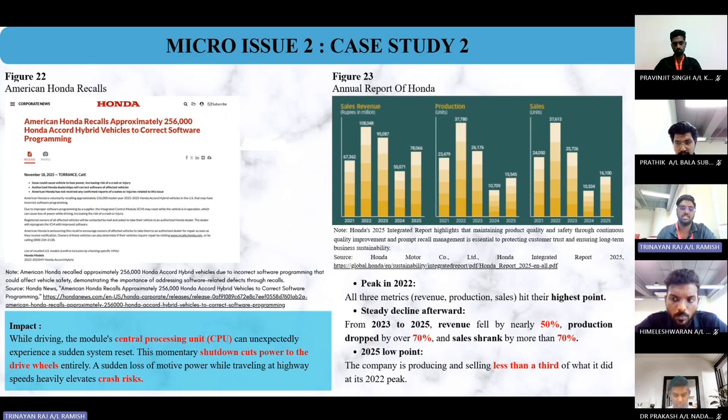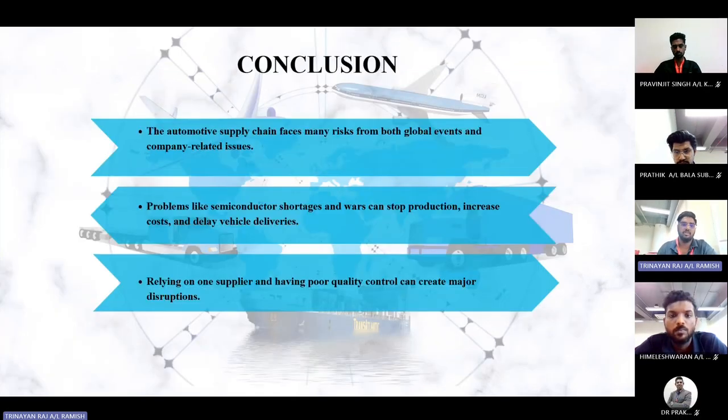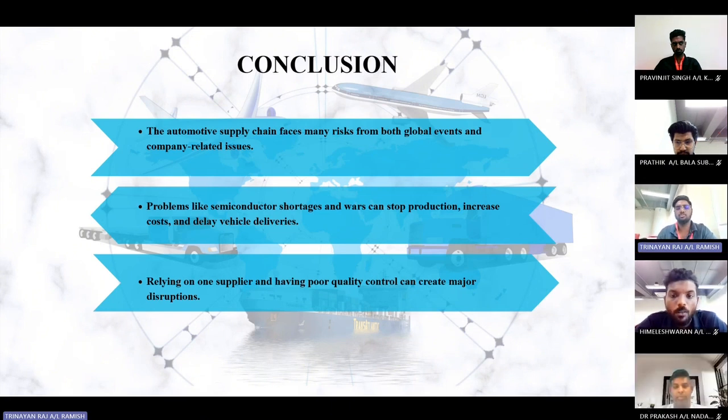Overall, both cases show that quality problems can lead to recalls, safety risk, extra cost, and weaker business performance. Going to the conclusion: finally, the automotive supply chain faces many risks from both global events and company-related problems. Semiconductor shortage and wars can stop production, increase cost, and delay vehicle deliveries. At the company level, relying too much on one supplier and having poor quality control can also cause major disruption. Therefore, automotive companies need stronger supply chain planning, supplier diversification, and better quality control to reduce the risk. That's all from me.